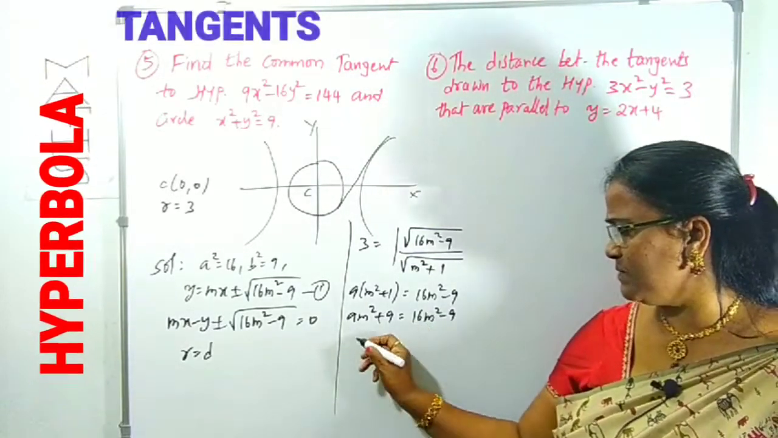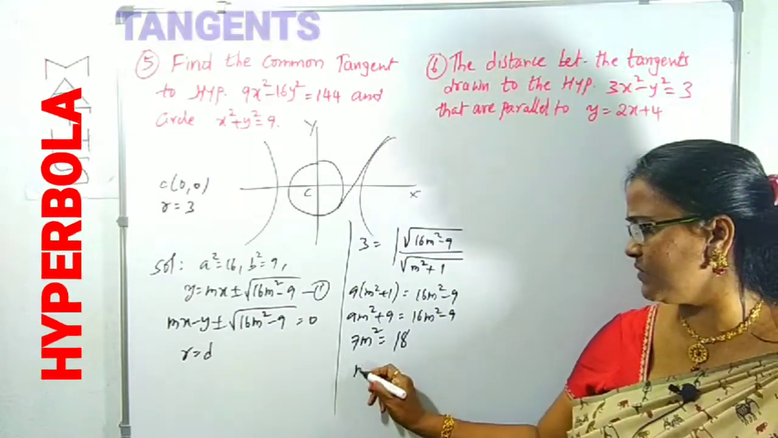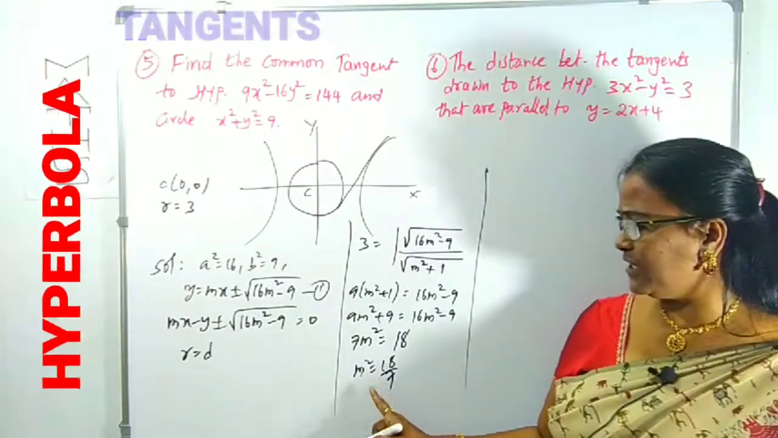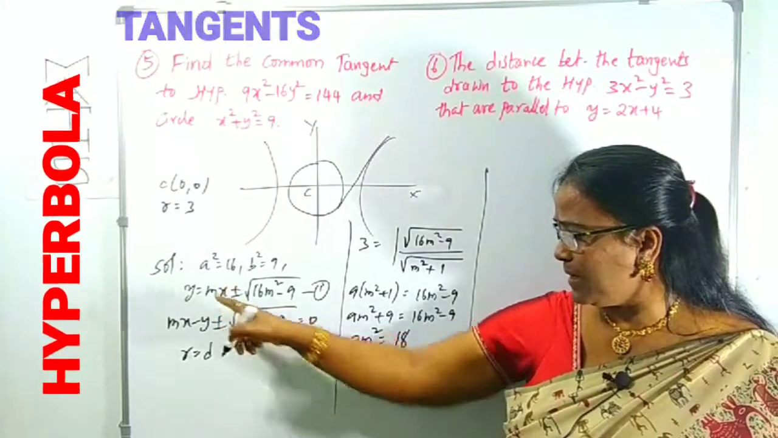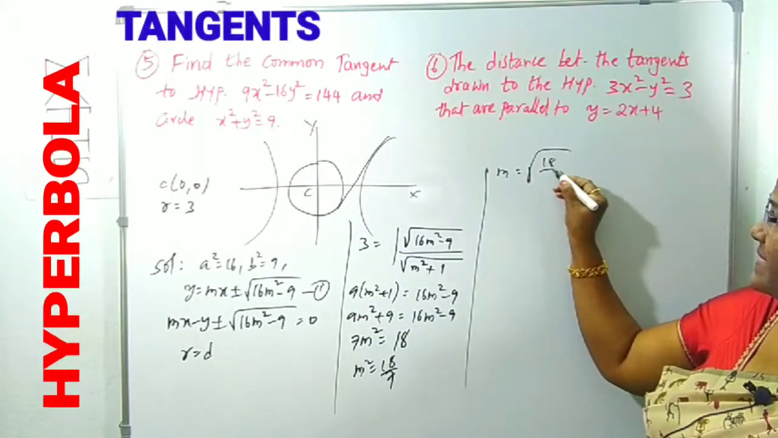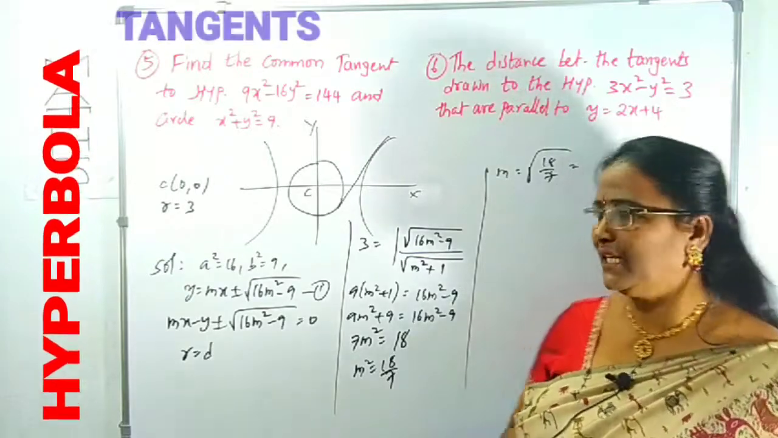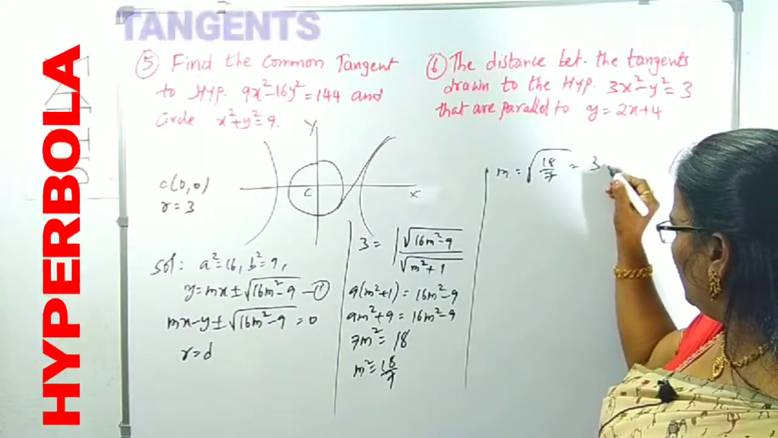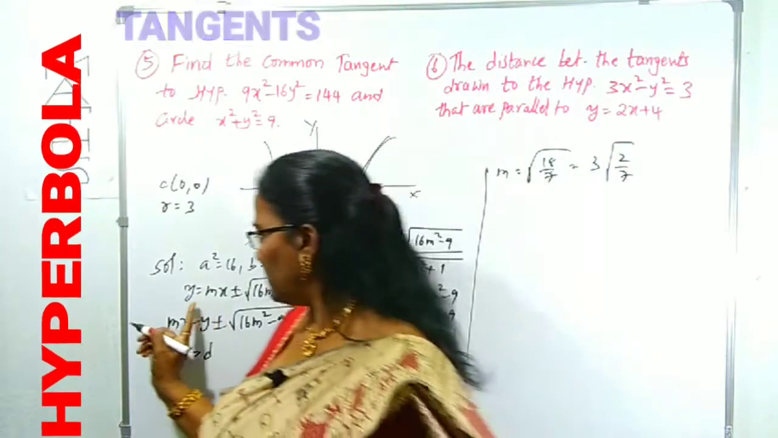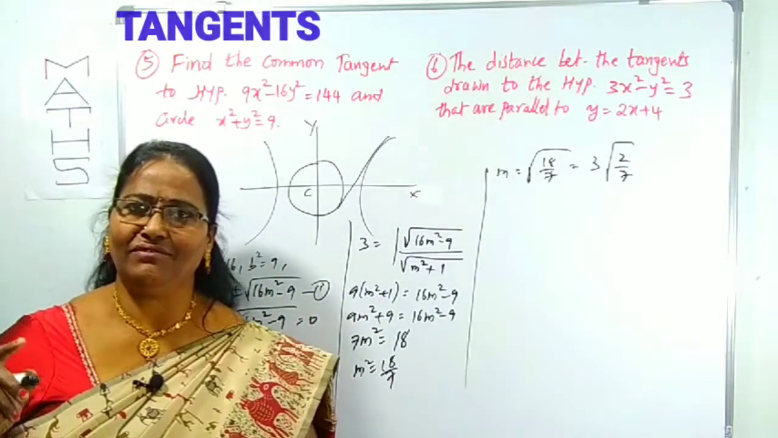16m square minus 9 gives 7m square is equal to 9 plus 9, 18. Therefore, m square is equal to 18 by 7. Since we need m square as well as m, what is m here? We can take m as root over 18 by 7. Root 18 we can write as 3 root 2, right? 3 root 2 into root 7, that is 3 root over 2 by 7. This is the m value. Those two values, the m and m square values, we can substitute in the equation, and that is our required equation of the common tangent.